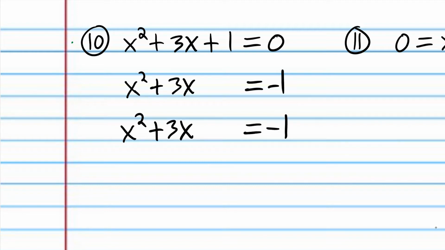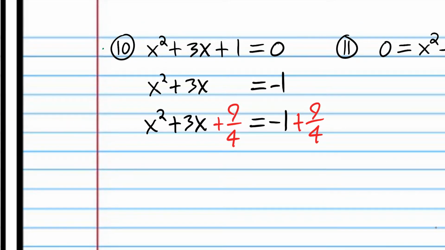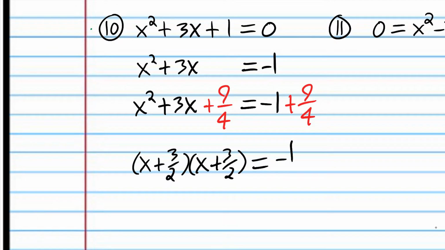Three divided by 2, and then square it, and you get 9 over 4. That completes the square. Remember, when you factor, it's always this number divided by 2, when you factor to a product of binomials. And then we have negative 1 over 1 plus 9 over 4.